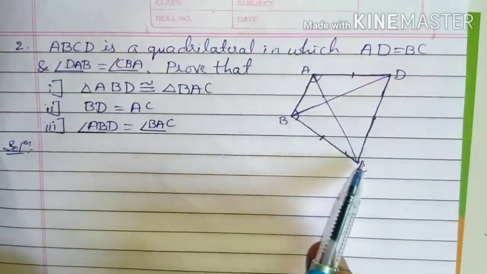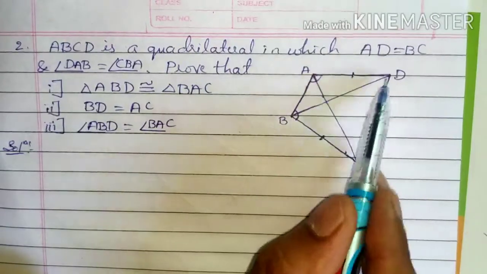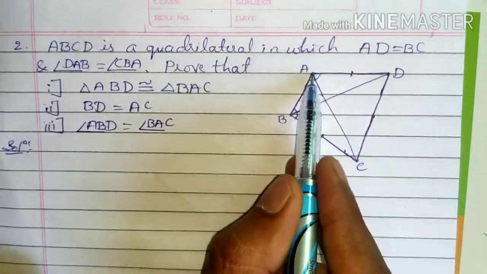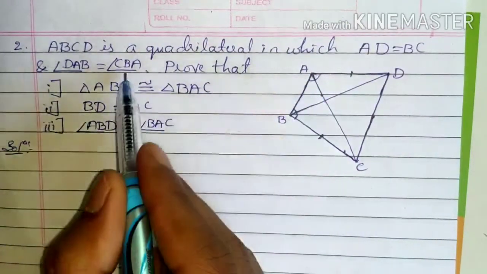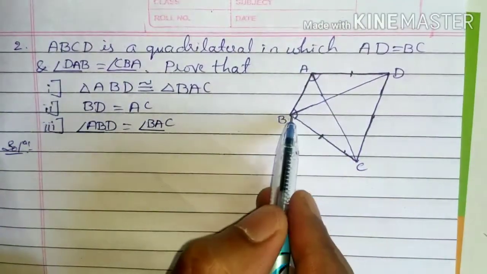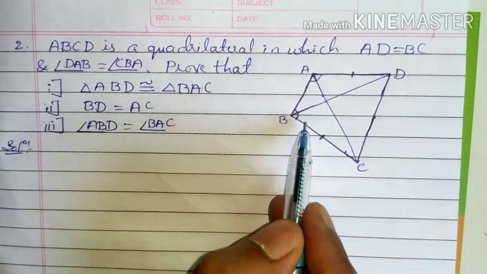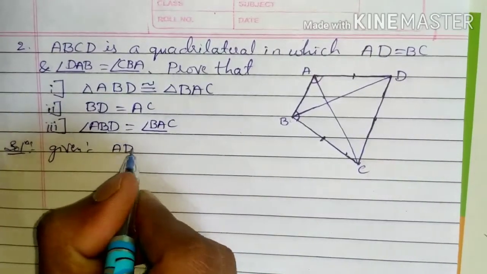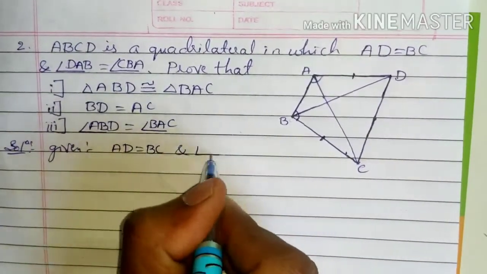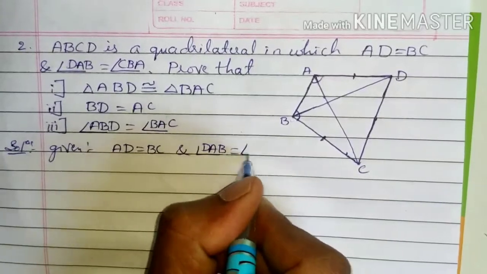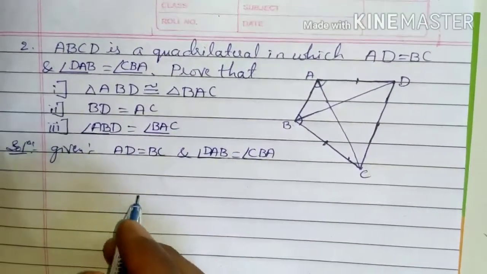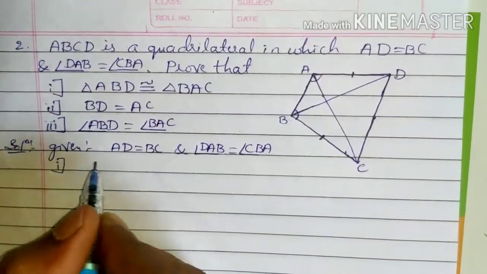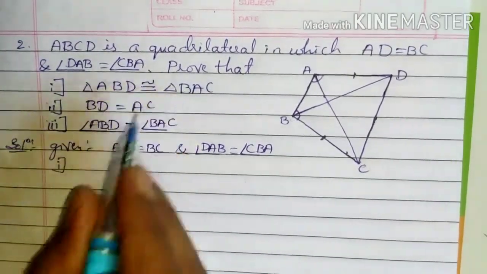AD and BC are equal. So mark is given here. These two are equal in length. And angle DAB, so this angle is equal to angle CBA. Okay, so first we will write given things. Given AD is equal to BC and angle DAB is equal to angle CBA. Okay, so we have to prove all these three things. So first one, we will prove these two triangles are congruent.